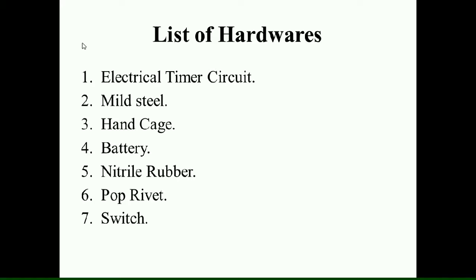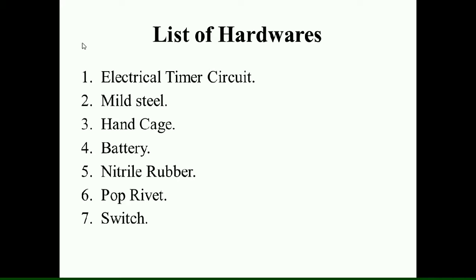Mild steel. The main frame of the body of the model is especially made from mild steel. Hand gauge. The hand gauges are the steels that are used for the support of the elbows and the arms.